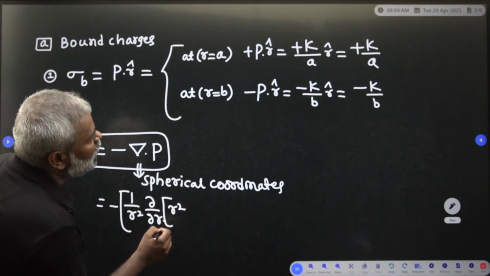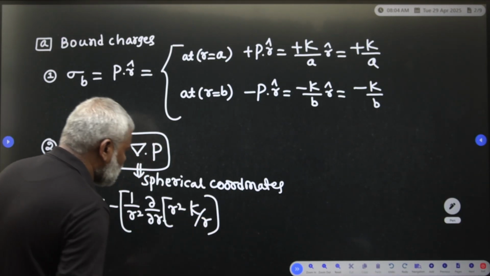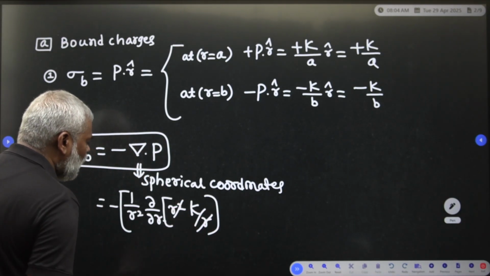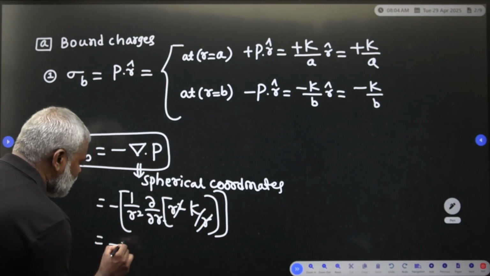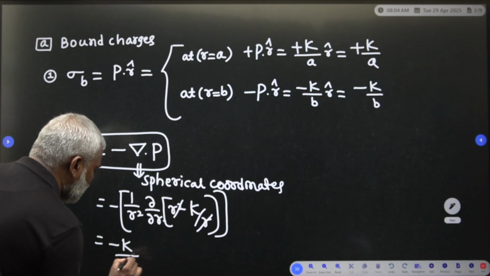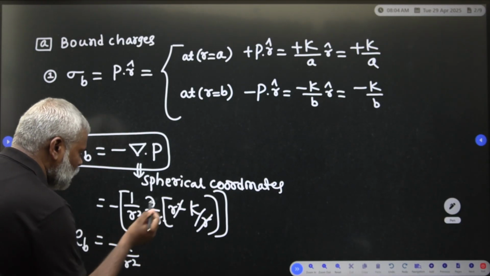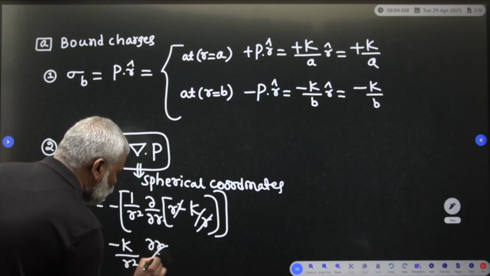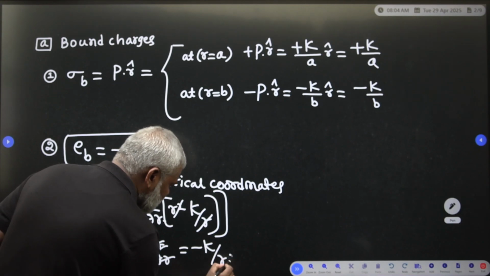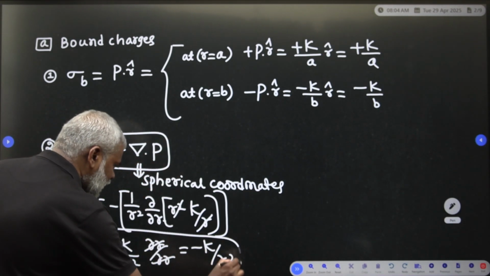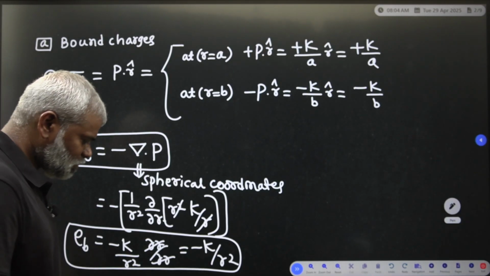What is your P? Your P is equal to k by r. So your P is equal to k by r. This r gets cancelled. Therefore you are able to take k outside, k by r square, which is equal to rho b, which is equal to del P by del r; the r gets cancelled. Therefore we are getting k by r square. This is the bound volume charge density.